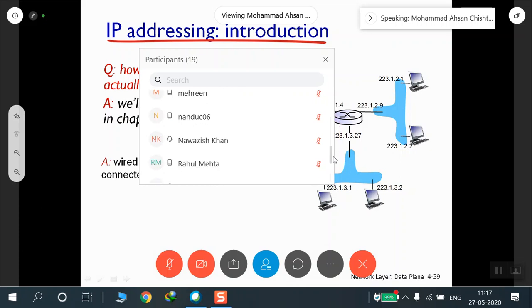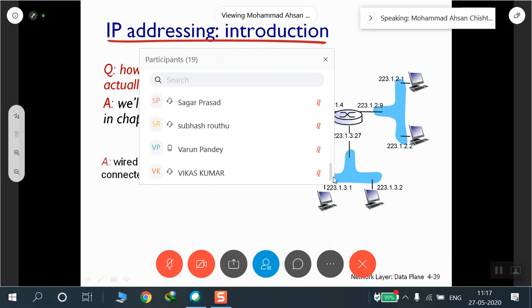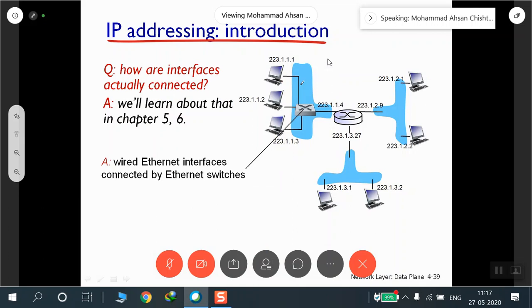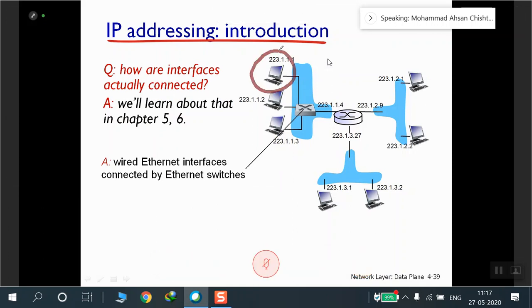And every host and router is capable of sending and receiving a datagram. In this case, this is our host and this is our router. This is the link that is connecting them. So an IP address on this end, an IP address on the other end. This also means that each host and router interface should have its own unique IP address.